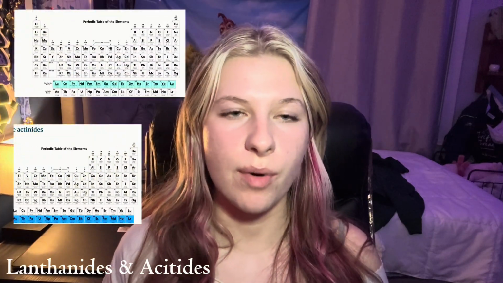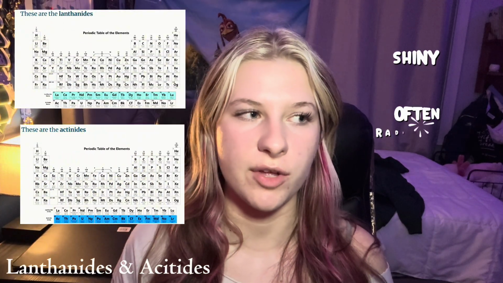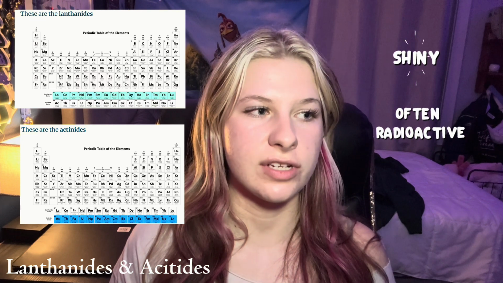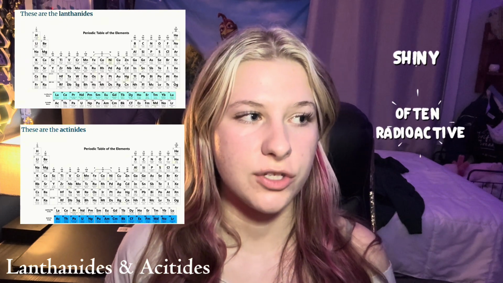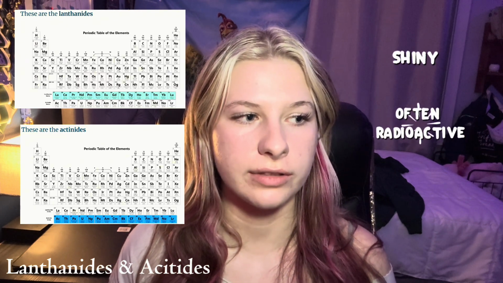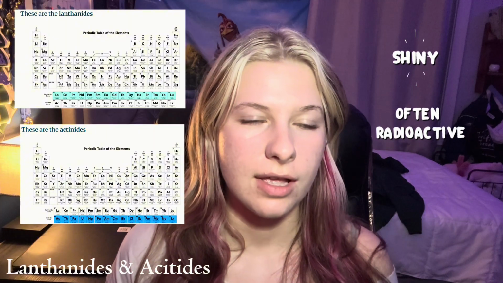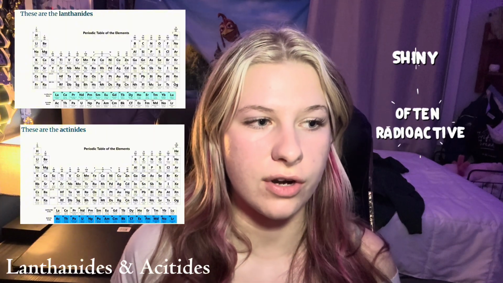And finally are lanthanides and actinides. They're found in the bottom two rows, are shiny and often radioactive. They're used in magnets, lasers, and nuclear reactions. Two examples of lanthanides are lanthanum and neodymium. Two examples of actinides are uranium and plutonium. In all, metals are on the left, nonmetals are on the right, and metalloids bridge in between them.